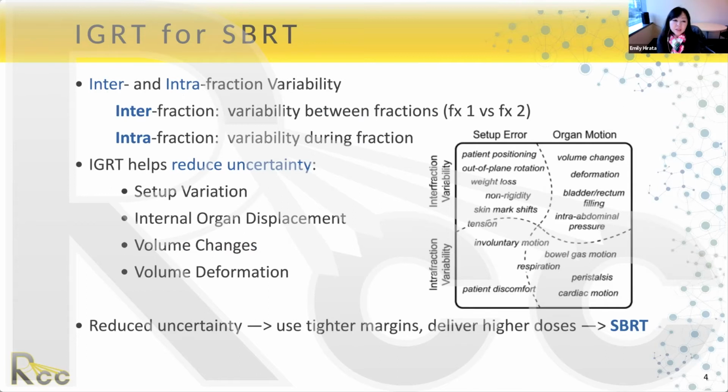So interfraction variability refers to the differences between fractions. In SBRT, oftentimes we're treating patients in less than 5 fractions. And so how are they setting up? What is the difference that we see from fraction 1 to fraction 2 to fraction 3 and so forth? That's called interfraction variability. Intrafraction variability is variability that you see during that particular treatment.